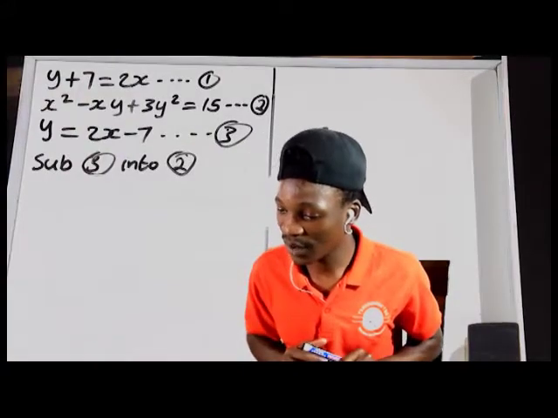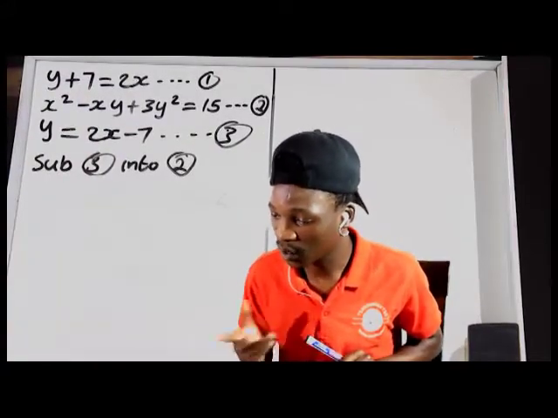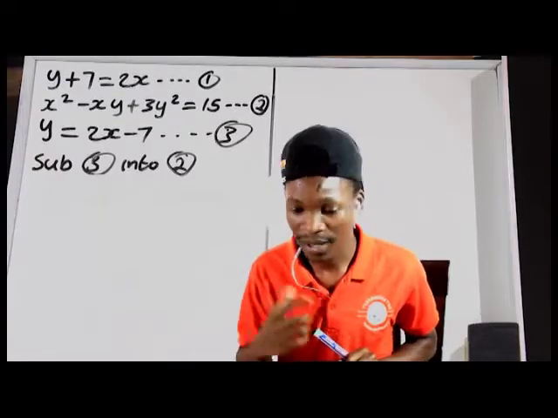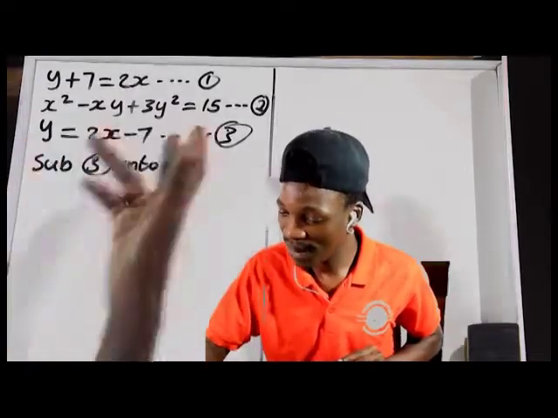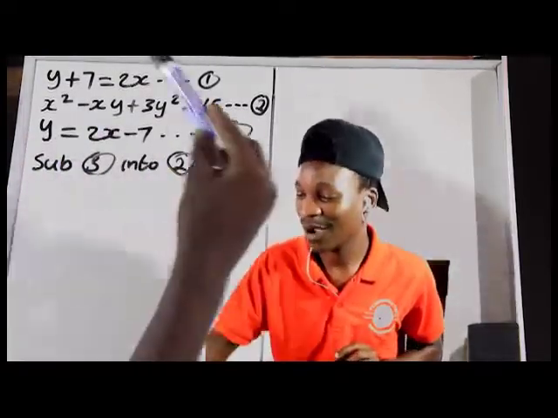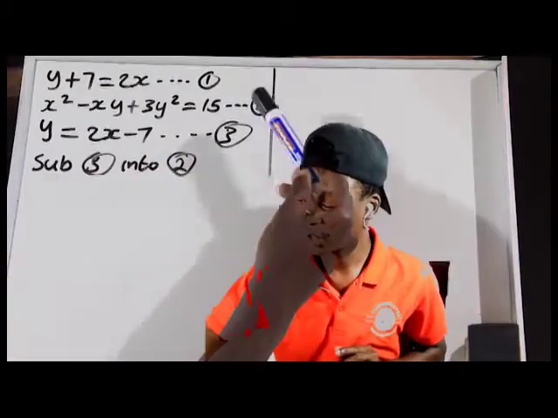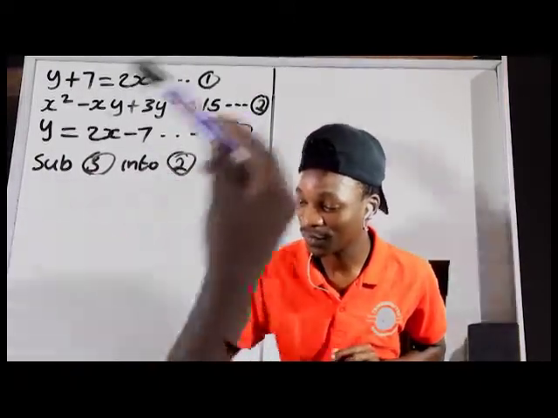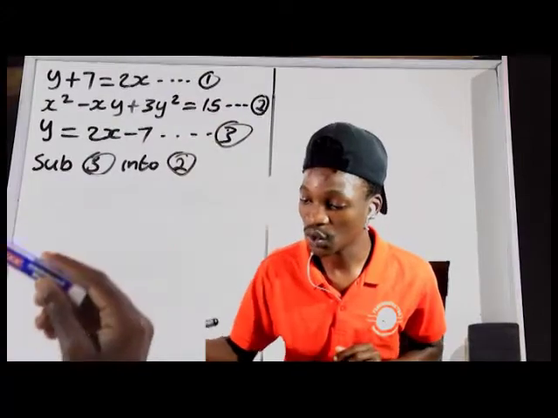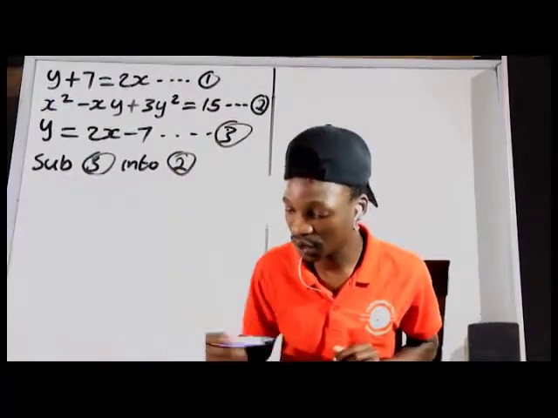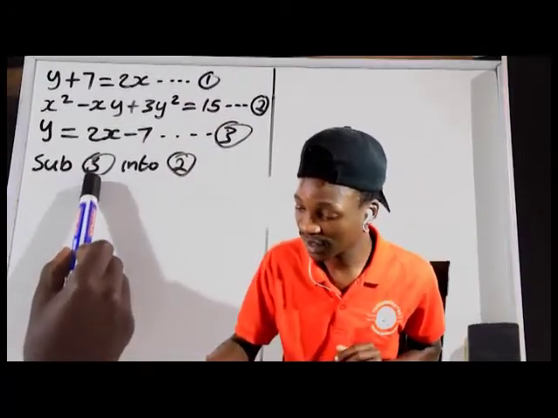You can see here we have a question. We have equation 1 and equation 2, which we took from our past exam paper. Then we've made equation 3 from our equation 1. You cannot make it from equation 2, but from equation 1 again, because it's going to give you 0 if we substitute. That's why we say substitute from 3 into 2.